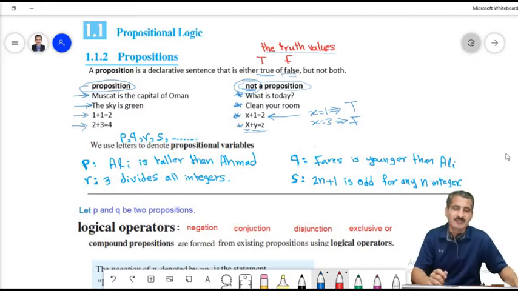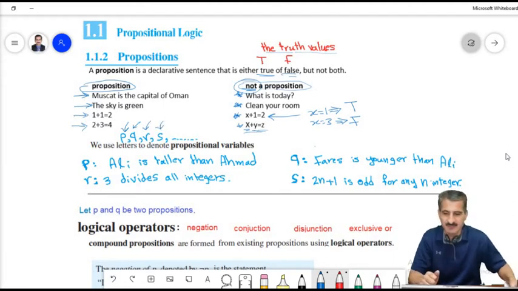Now, propositions will be the very basic statements that we will work with. So we will give them letters. We will denote a sentence which is a proposition by small letters like p, q, r, s, t. For example, by the letter p we mean the following sentence: Ali is taller than Ahmed.